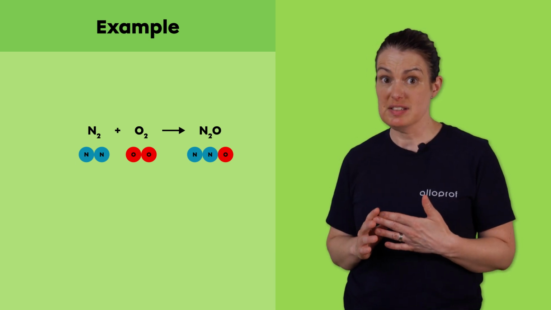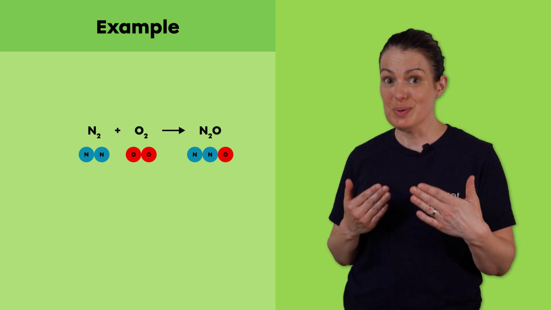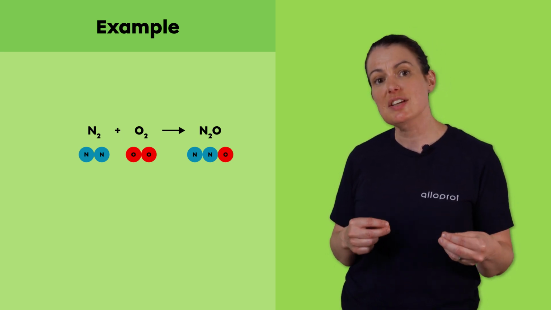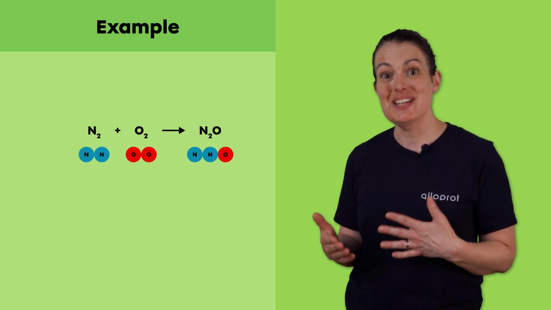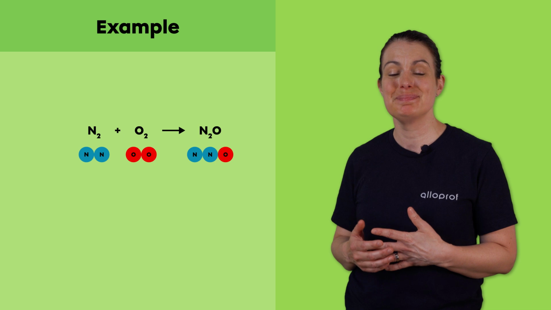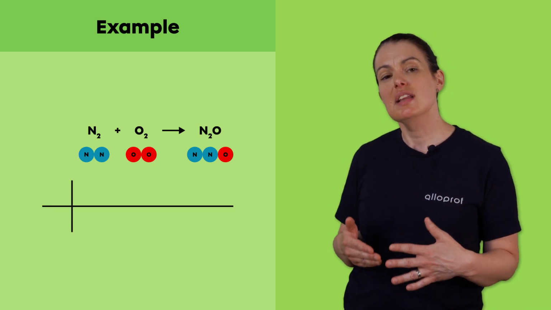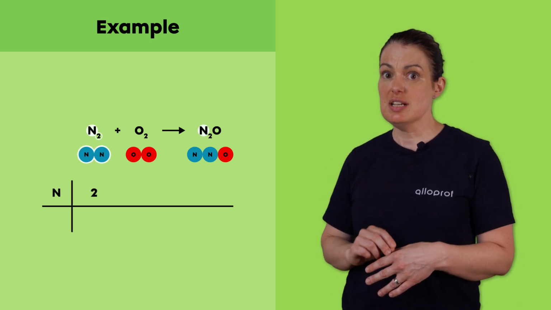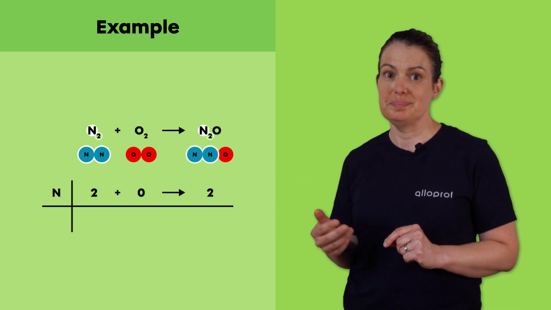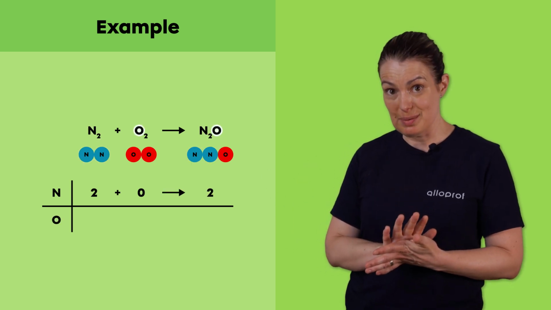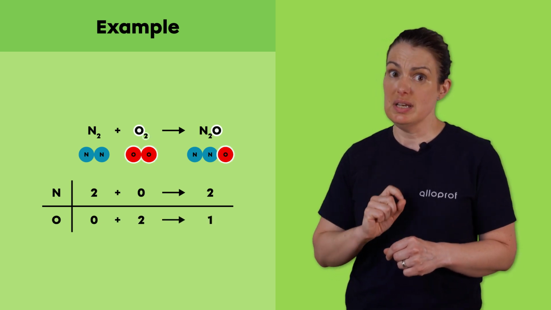There are several ways of balancing a chemical reaction. Here we will use the table method. In this reaction, nitrogen, N2, reacts with oxygen, O2, to form laughing gas, N2O. Yes, N2O is a gas that makes you laugh when you breathe it in. Using a table, we calculate the number of atoms of each type. Let's start with nitrogen. There are 2 nitrogen atoms in the N2 molecule, none in O2, and 2 in the N2O molecule. Next, let's count the number of oxygen atoms. There are no oxygen atoms in N2, 2 in O2, and only 1 in N2O.